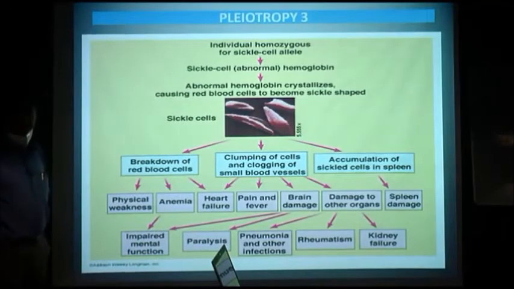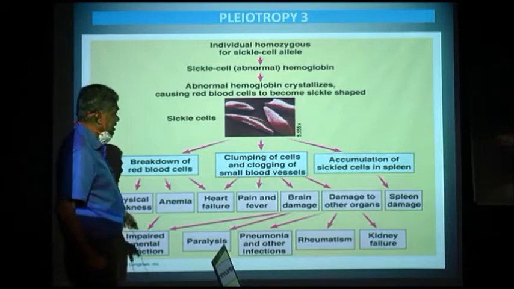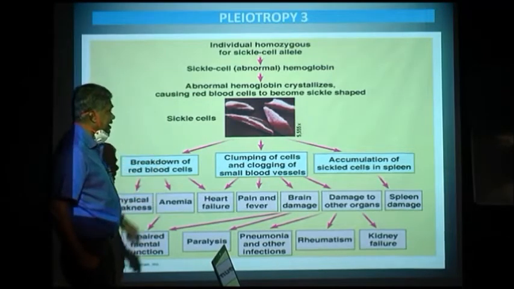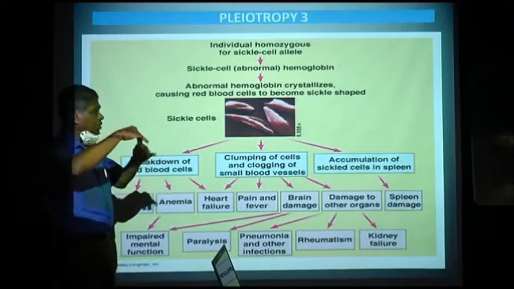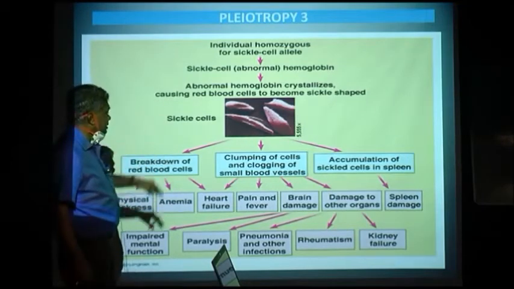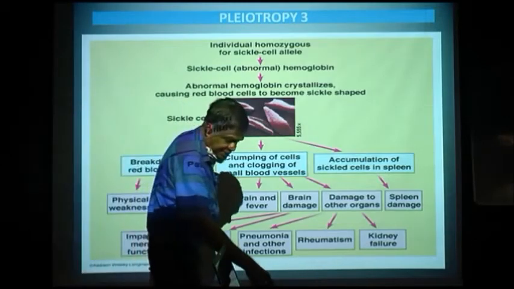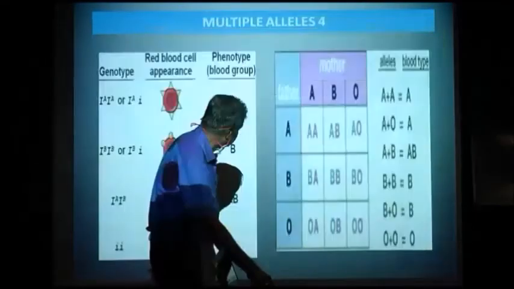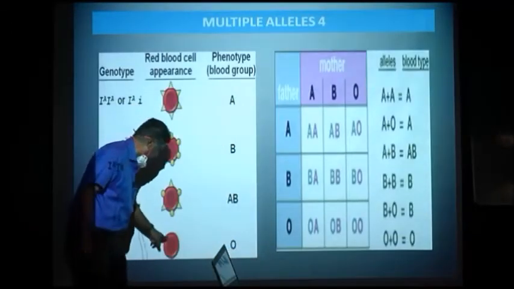Another convenient example of pleiotropy is sickle cell anemia. Sickle means da. In Oriya we call it da. Now, the hemoglobin, as I have shown in the previous slides, this is the hemoglobin.